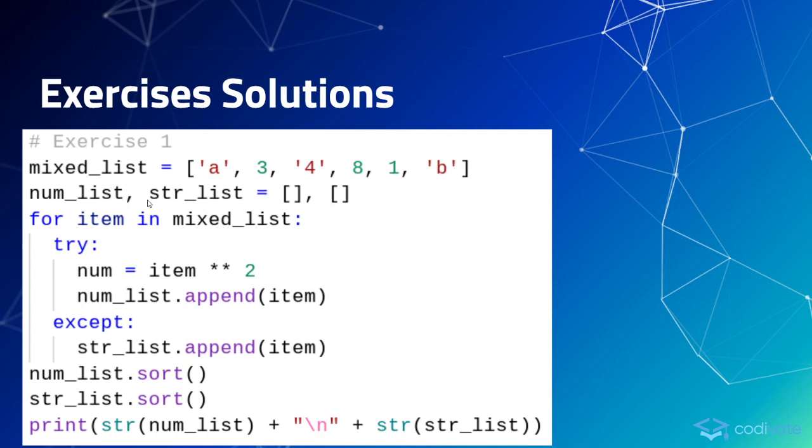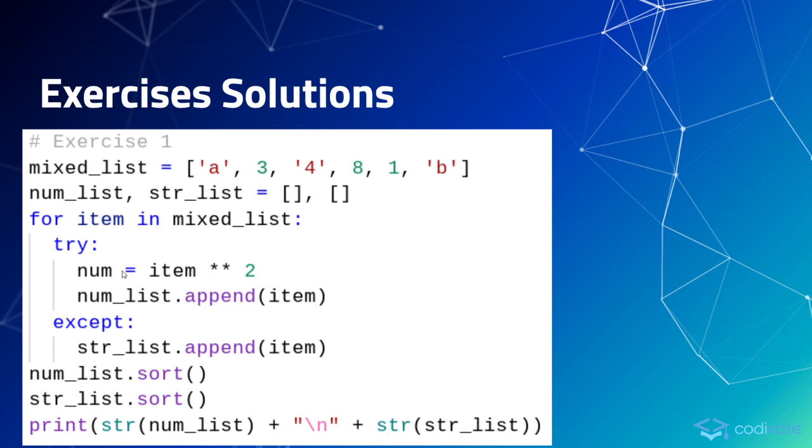Something interesting you may notice here is that we are declaring two different lists on the same line. We can do this in Python as long as we separate the variable names and what we're assigning to them by comma. Now we're just going to loop through each item in this big list, this mixed list. What we're going to do is try something with the list. We try to square the current item.